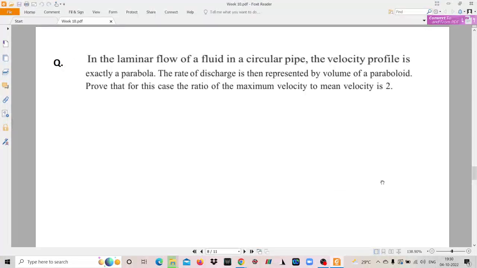In the laminar flow of a fluid in a circular pipe, the velocity profile is exactly a parabola. In the question it is given that when there is a laminar flow of a fluid in a circular pipe, the velocity profile is exactly a parabola. The rate of discharge is then represented by the volume of a paraboloid. Prove that for this case the ratio of maximum velocity to mean velocity is 2.